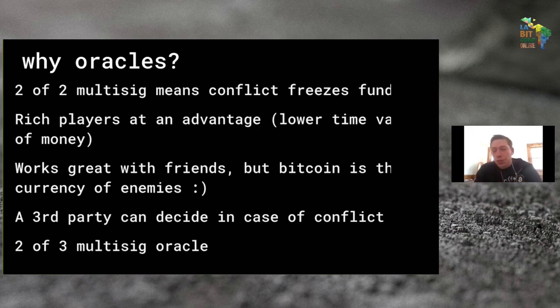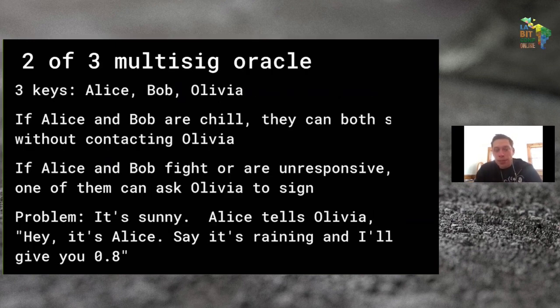So yeah, 2 of 3 multisig oracle would also be possible. That also has issues. If you have 2 of 3, you say, okay, there's Alice, Bob, and Olivia, and Olivia is sort of the third party that determines. If Alice and Bob are chill, they can both sign without contacting Olivia. But if Alice and Bob are fighting and unresponsive and they don't agree on who won or who lost, Olivia can then sign as the second of 3.